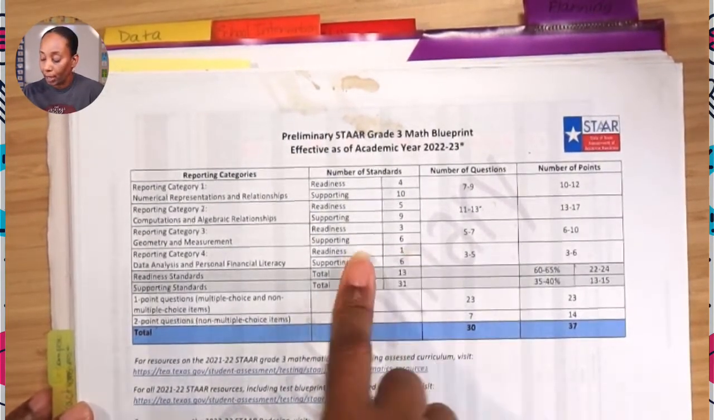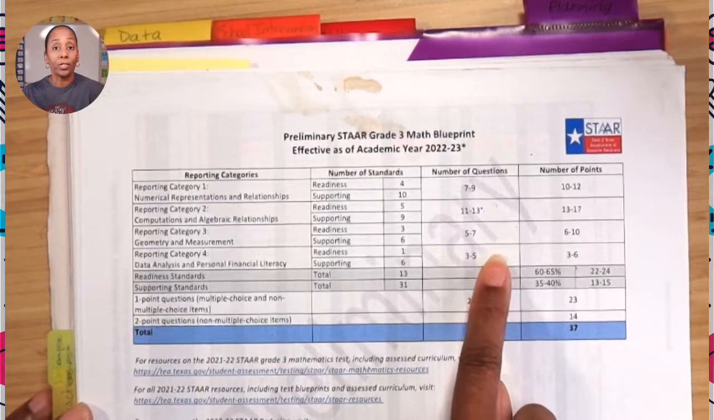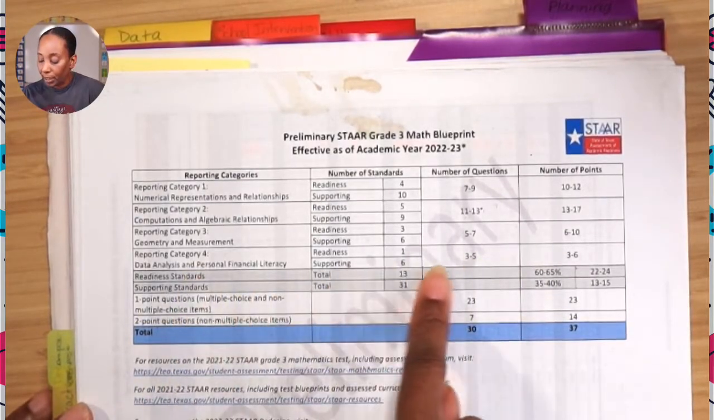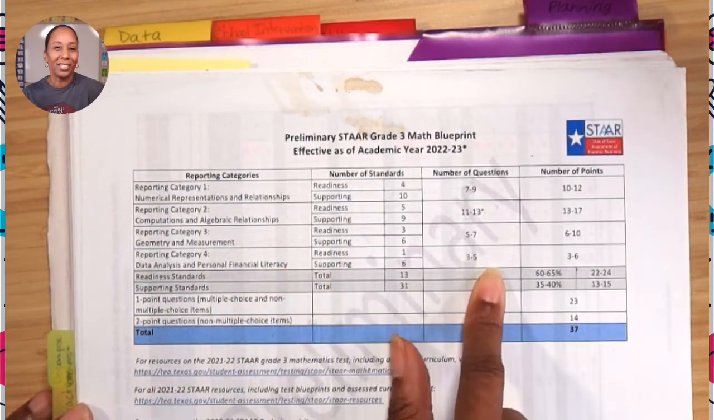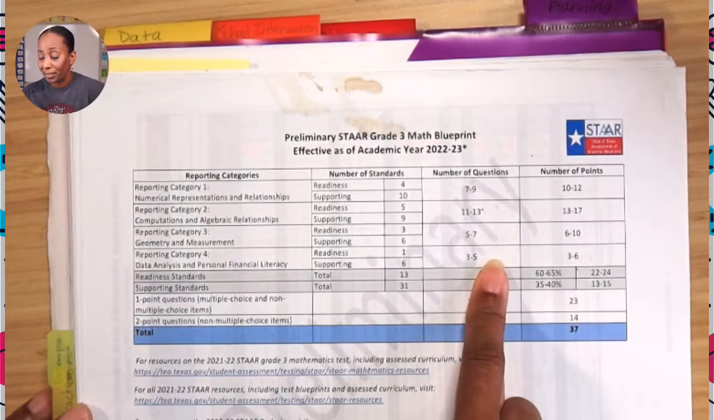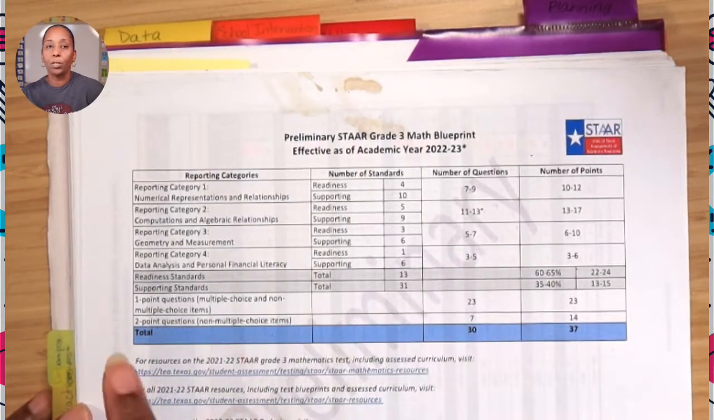And when you look here, you have reporting category, which has the least amount of number of questions. So generally, these data analysis and financial literacy, it's like 3 questions. I've never seen 5, but it could be. So it just depends on years.